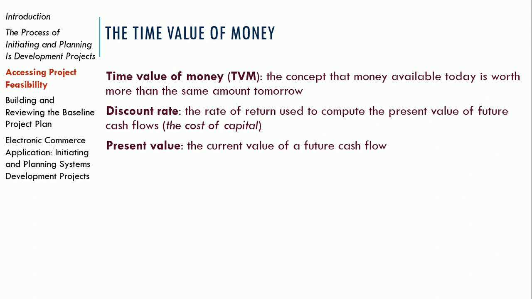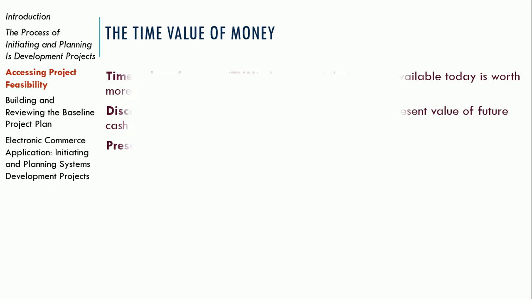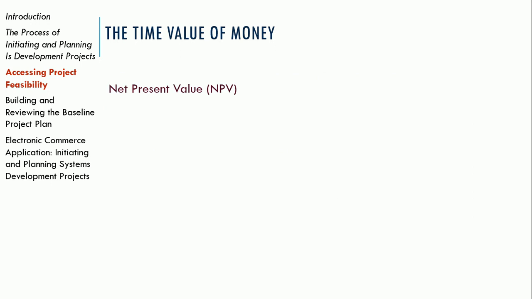So a present value is the current value of future cash flow. In other words, in order for us to compare apples to apples in a financial feasibility, I have to take all of the money I might make in the future and calculate its present value to me right now, so that I can compare these different alternatives and see if this is worth it to me right now.